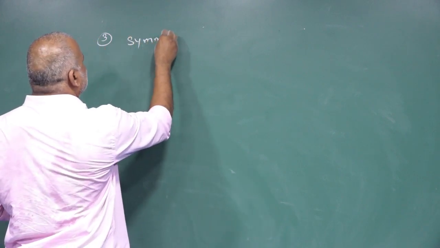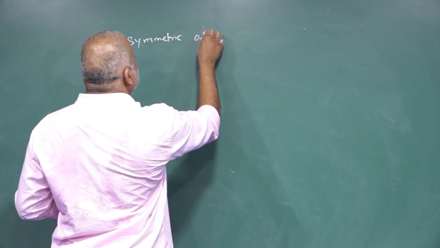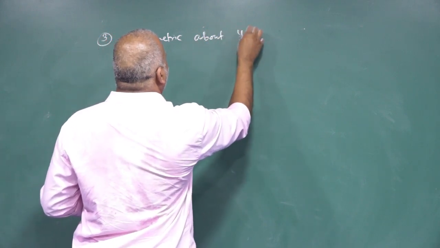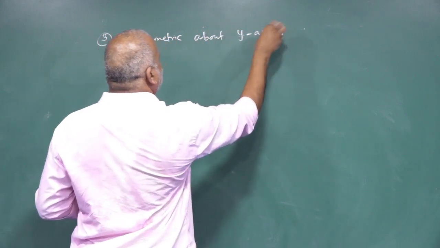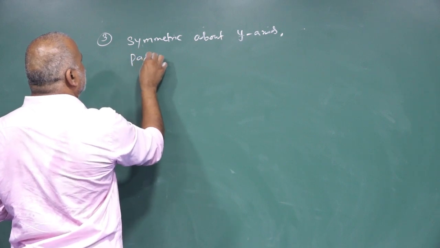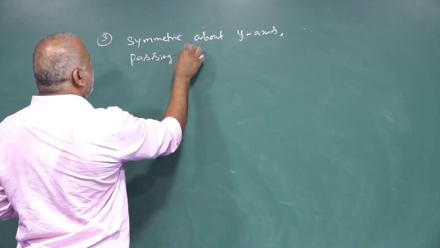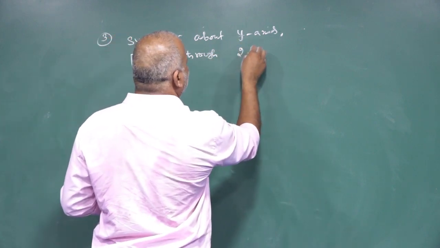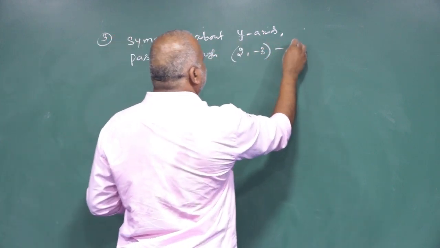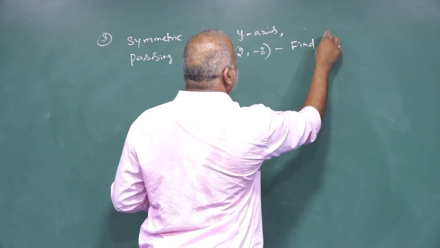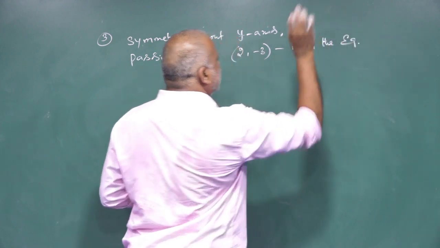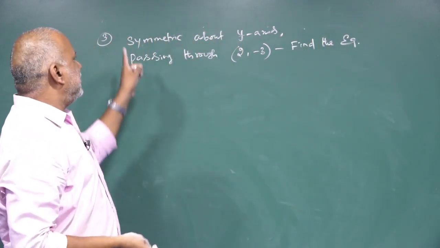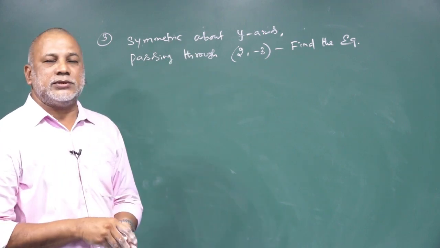Symmetric about y-axis and passing through the point 2 comma minus 3. Find the equation. Read the question: symmetric about y-axis.